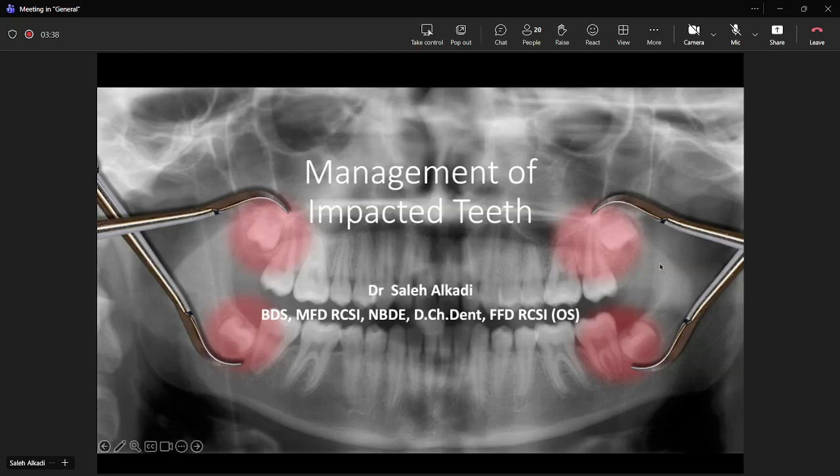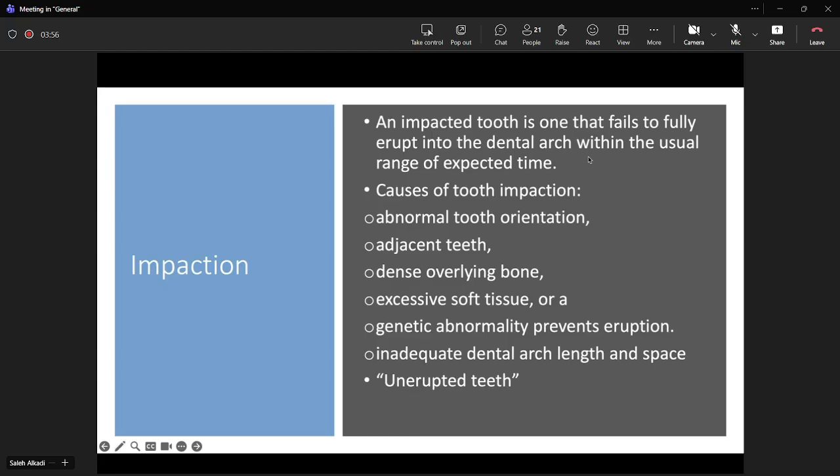This lecture is one of maybe 2 or 3 lectures in a series about management of impacted teeth. And when we talk about impacted teeth, we mainly talk about wisdom teeth. So let's start by defining impacted teeth.